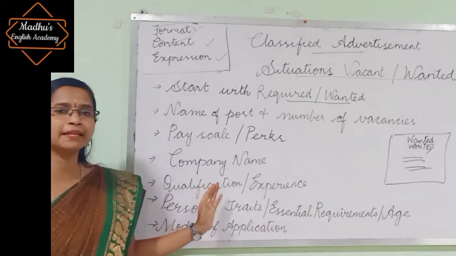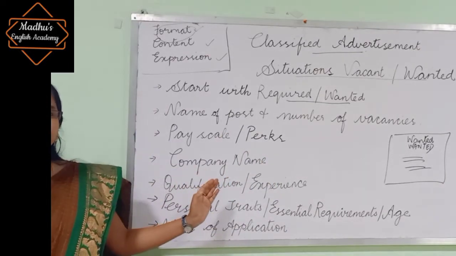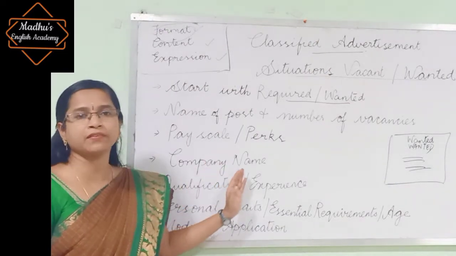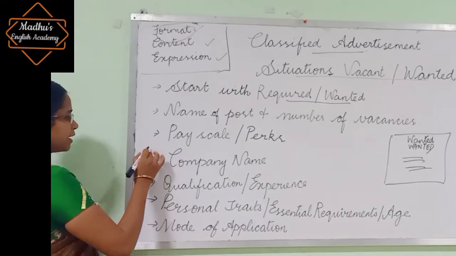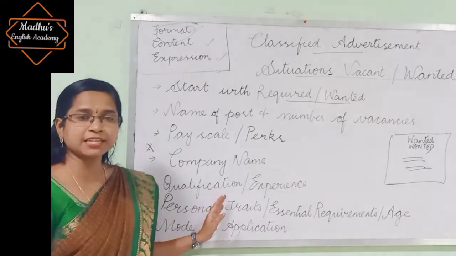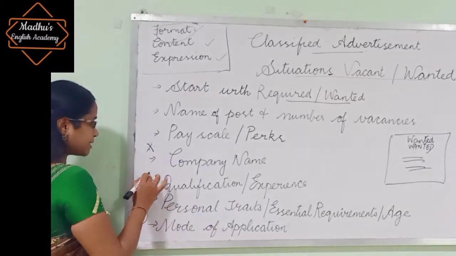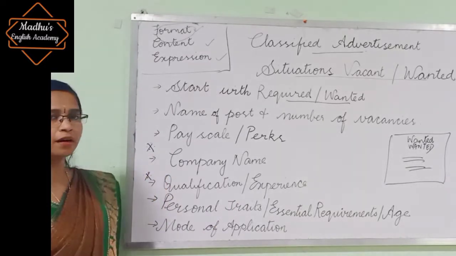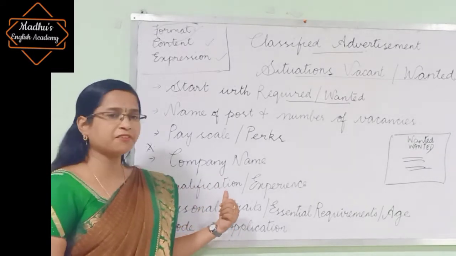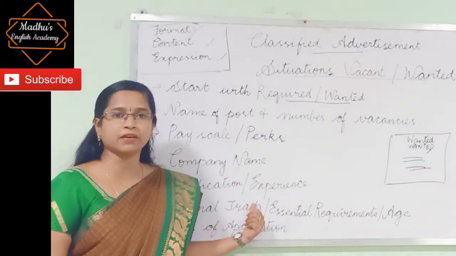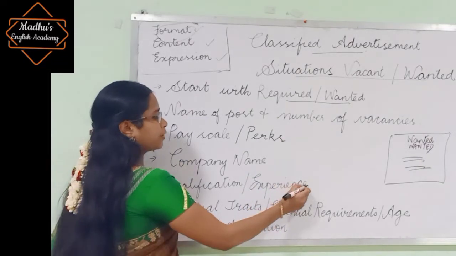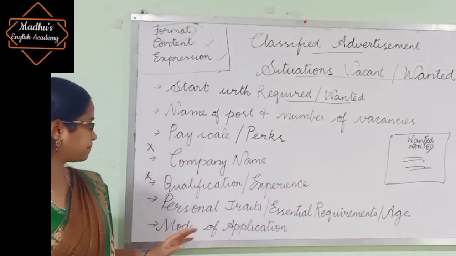Following that, the company's name. Many children tend to forget to write the recruiter's name. So this is very important when you write. So this is a very important point in your advertisement. Following that, the qualification or the experience. Again, this is very important. If you are calling anybody for the post of a supervisor, what qualification is required? It will be given in the question. You should see that and you should write. And experience, you can have your own creative ideas here.